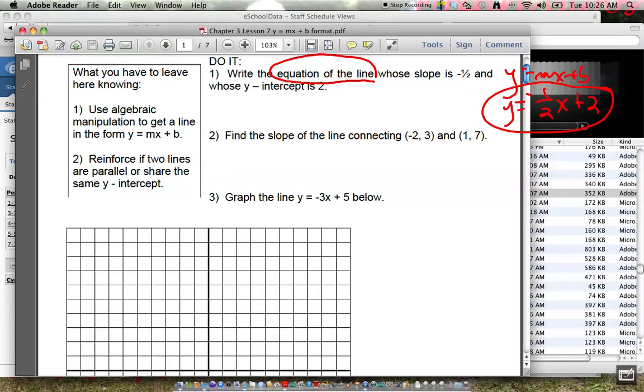Yes? Why is that like a y minus just x? Oh, it's a hyphen. Oh. Okay? Yeah, no, it's not negative, it's a hyphen.